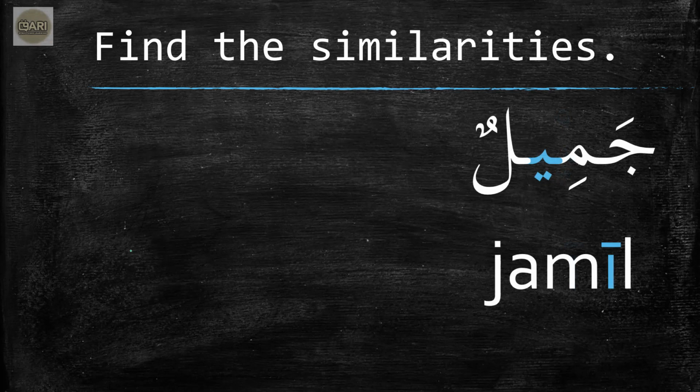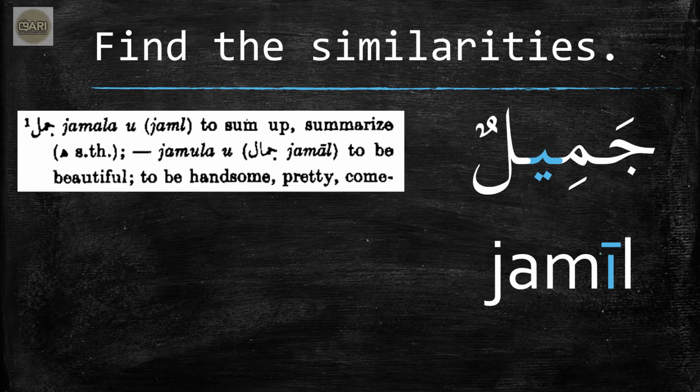Jamil. Same thing. You have the first letter, the Faail, the A, the Ainul Faail, the I with the macron, the Lamul Faail. So Jamala can mean to sum up, to summarize, like Jumla. Yeah, Jumla summarizes a thought. And then you have Jamula with a U, with a dhamma on the Ainul Faail, which means to be beautiful, to be handsome, to be pretty, and so on. So here we have two definitions.